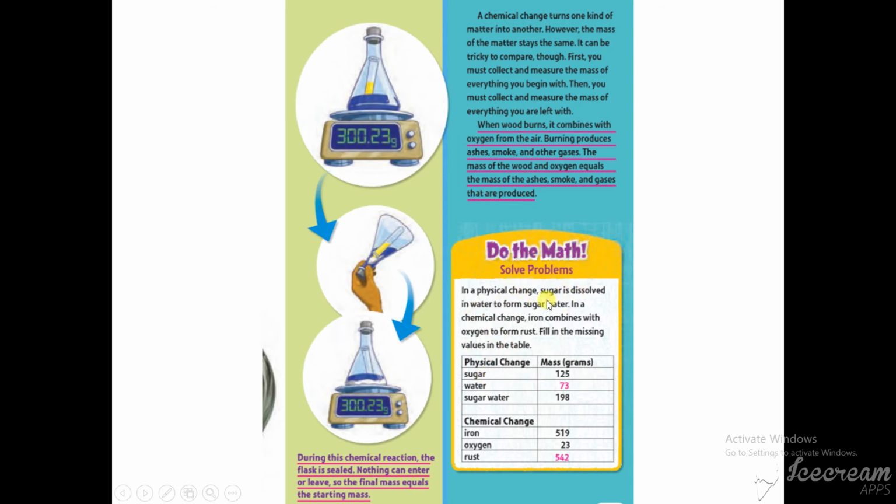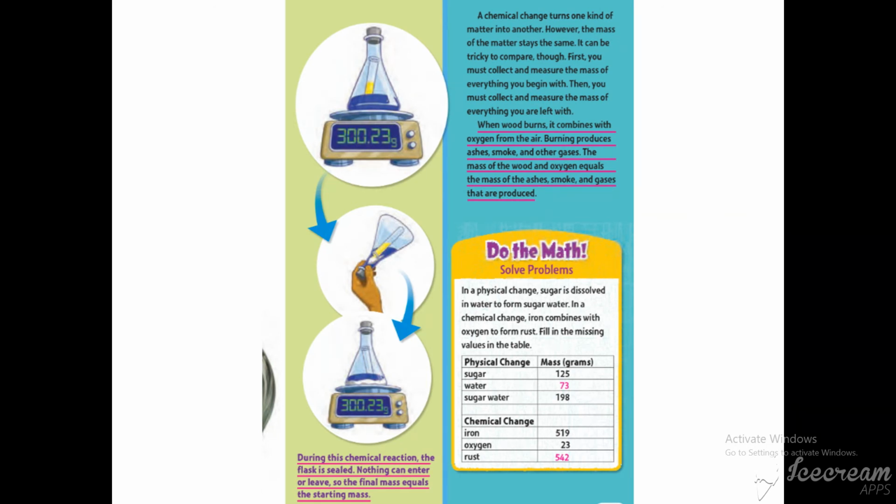Now coming to here. In a physical change, sugar is dissolved in water to form sugar water. In a chemical change, iron combines with oxygen to form rust. As I told you, you have a handle for opening the door, or the knob of the door. You keep touching it with your wet hands, and after some years you see that it's no more that shiny. It has started to rust.